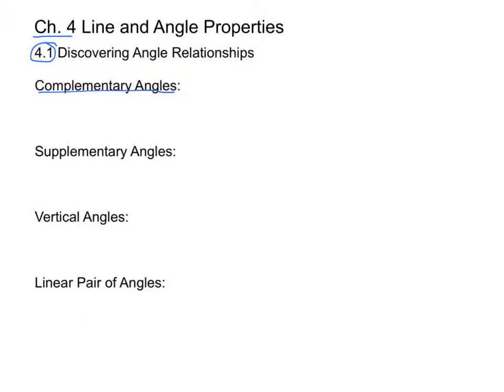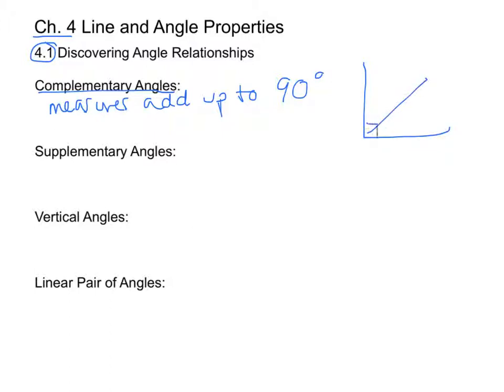So complementary angles are angles whose measures add up to 90 degrees. So two angles whose measures add up to 90 degrees. That'll look something like this, where we have two angles that might be 50 degrees and 40 degrees, who add up to 90 degrees. They don't have to be sharing a side. They could be like this, where this is 60 and this is 30, or something of that sort.